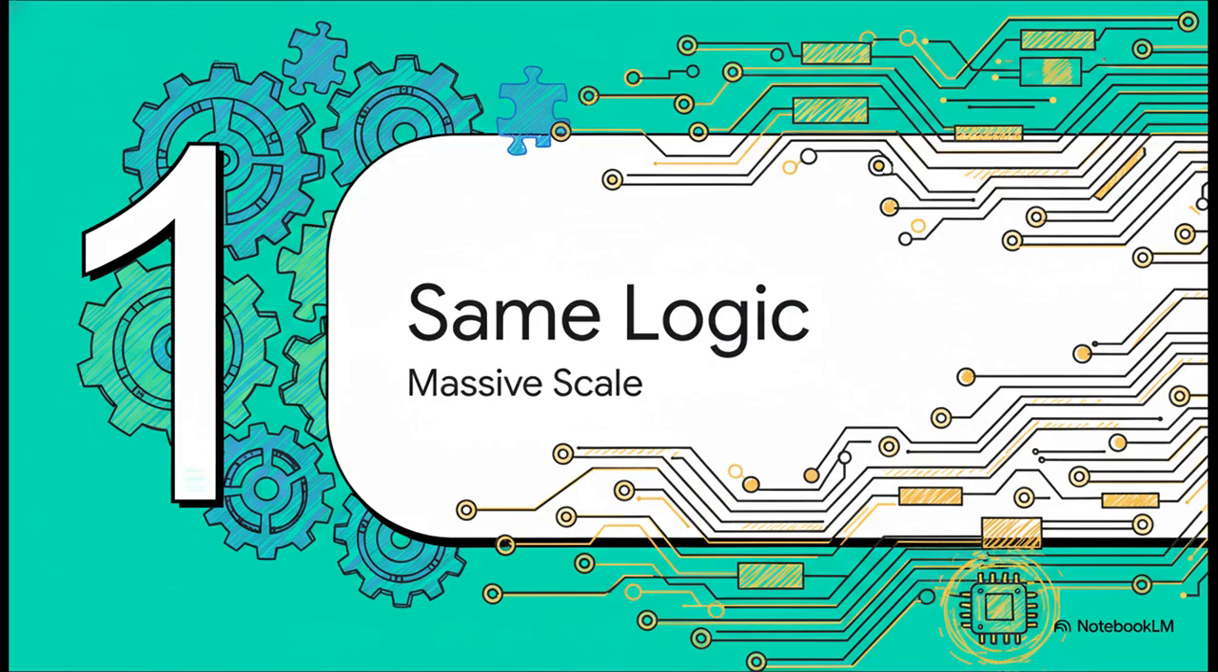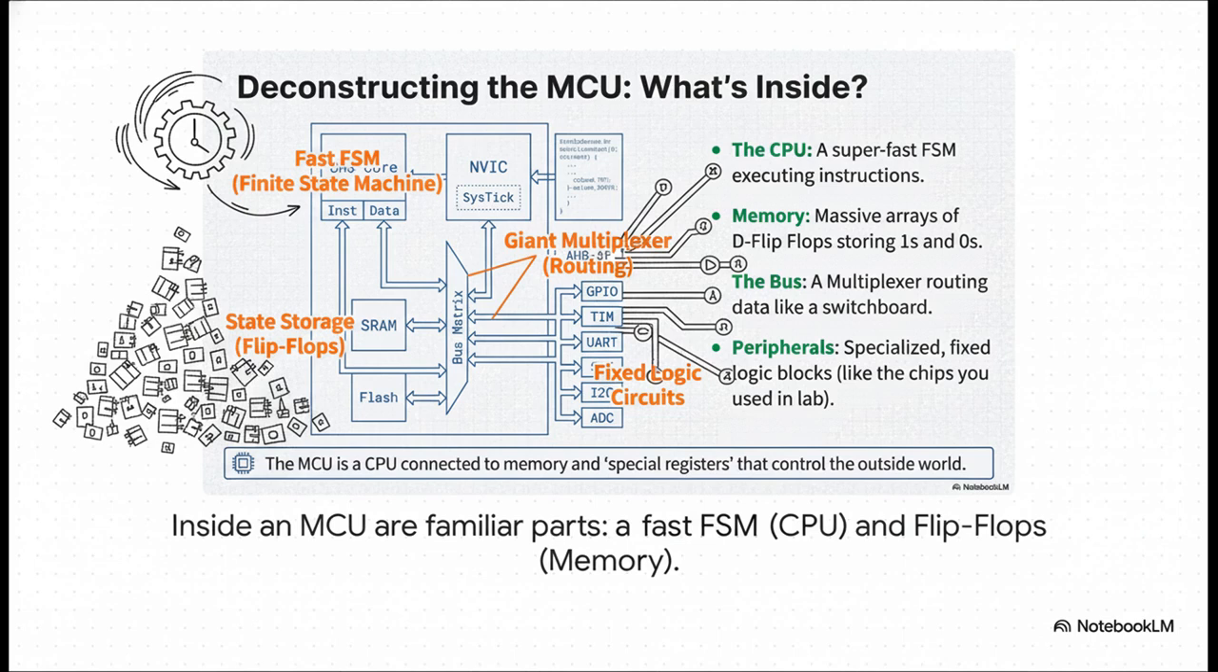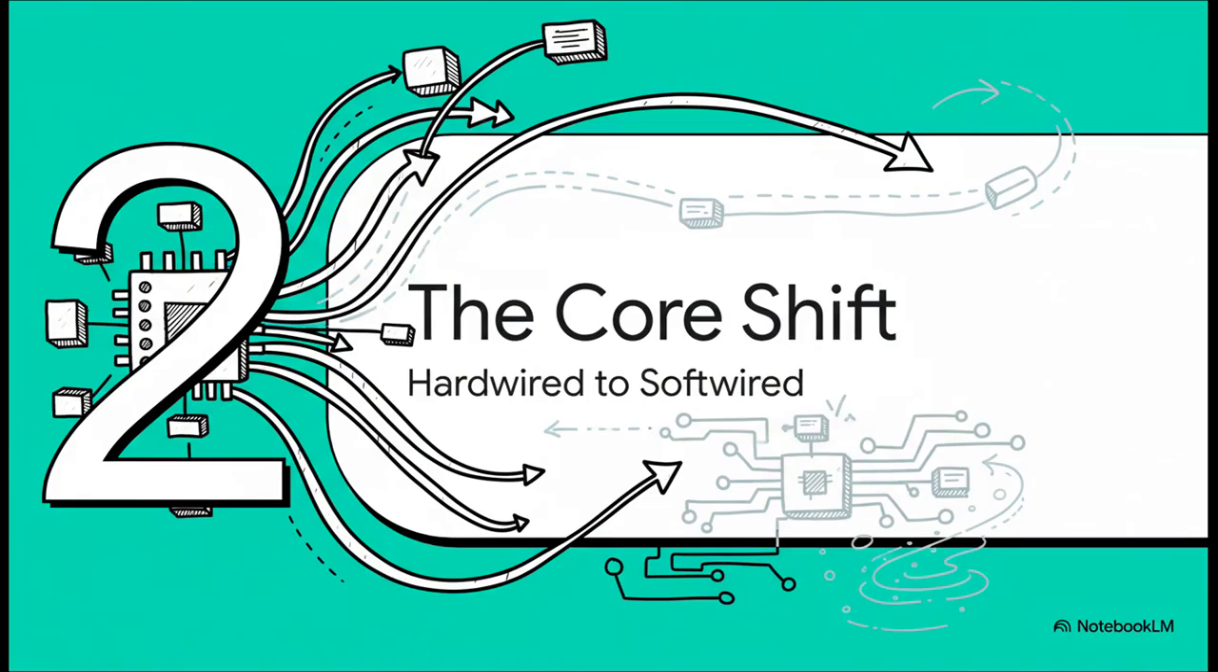We're going to see that the real difference isn't in the kind of logic you're using, but really in how it's all put together and, more importantly, the sheer scale of it all. Now, this is where it gets really interesting, because this slide translates all those intimidating microcontroller parts back into DLD terms. You know, the central processing unit, the CPU? Well, that's just a super fast finite state machine executing one instruction after another. All that memory, like your RAM and flash, that's just a huge array of D flip-flops, storing ones and zeros. And all those special modules they call peripherals, they're just specialized fixed logic blocks, exactly like the chips you probably used in your lab.